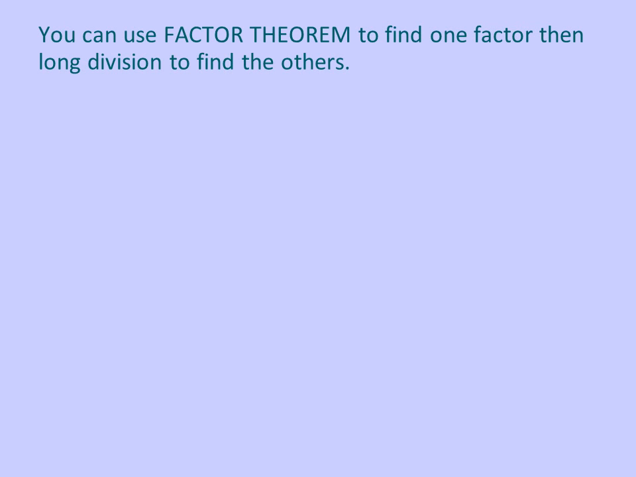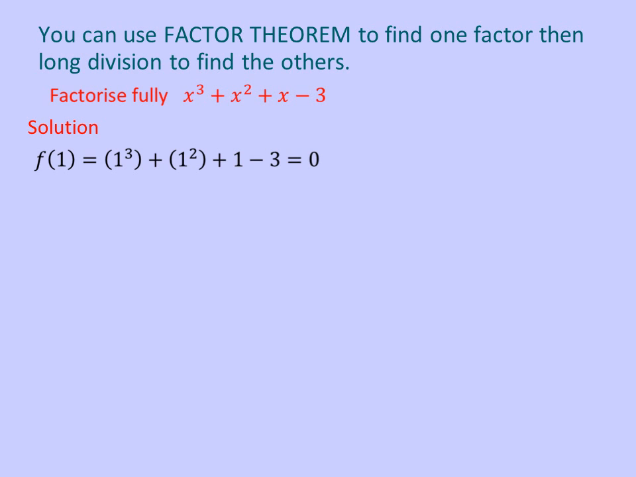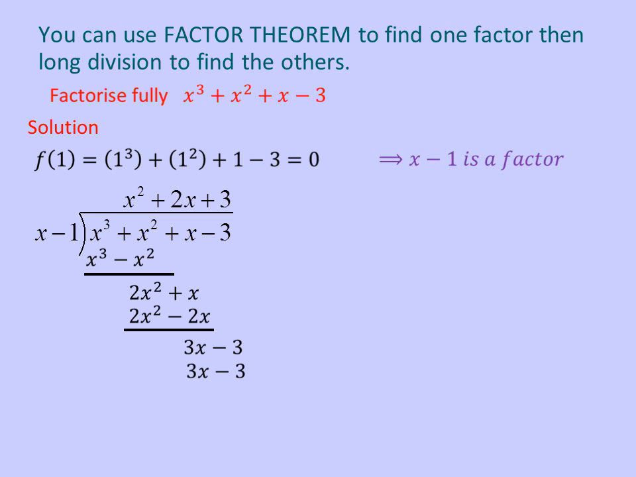You can use the factor theorem to find one factor and then long division to find the others. Let's fully factorize x cubed plus x squared plus x minus 3. I'm going to substitute in 1 and I get 1 plus 1 plus 1, take away 3 is equal to 0, therefore x minus 1 is a factor. Using long division, I then get my quotient to be x squared plus 2x plus 3. Just looking at this quotient in a little bit more detail, a is equal to 1, b is equal to 2, c is equal to 3.